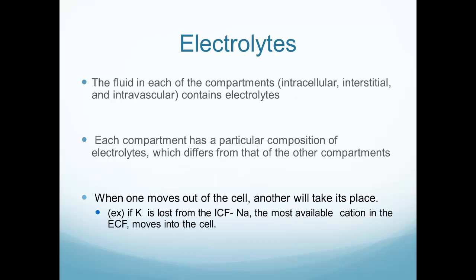The fluid of each one of our compartments contains electrolytes, and in many cases, the amount of electrolyte in one compartment is not going to be the same as the amount in other compartments. When one moves out of the cell, another will have to come in to take its place. For example, the sodium-potassium pump. When potassium is pumped into the cell, sodium is going to have to leave the cell. Otherwise, we're going to have too much positive ion inside the cell. So there's going to be some transaction occurring in order to move electrolytes around in the body.